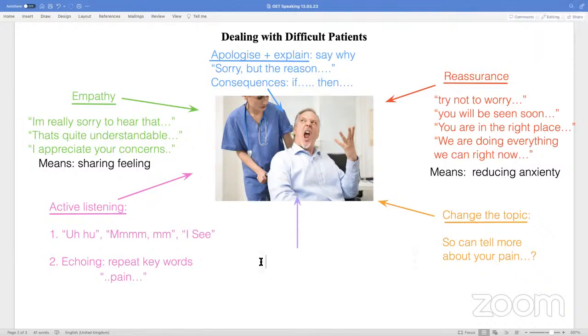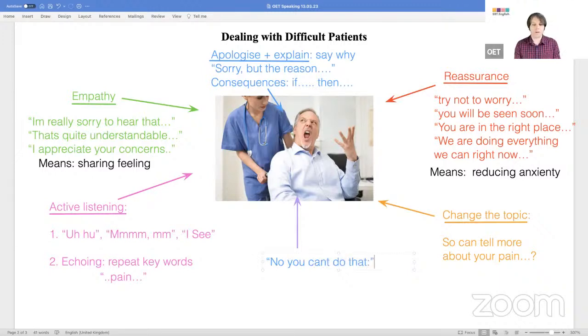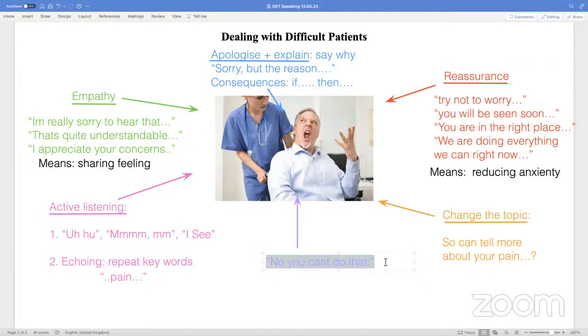Be non-judgmental. No, you can't do that. Should you say that when someone's angry? No. Should you say, that's bad? No. You will never be able to do that.